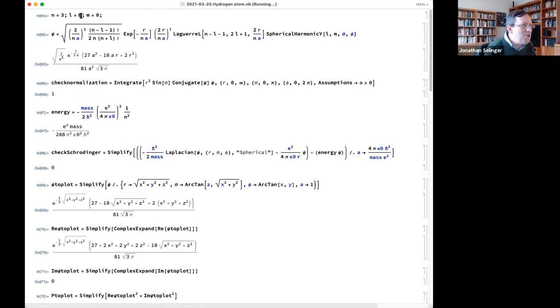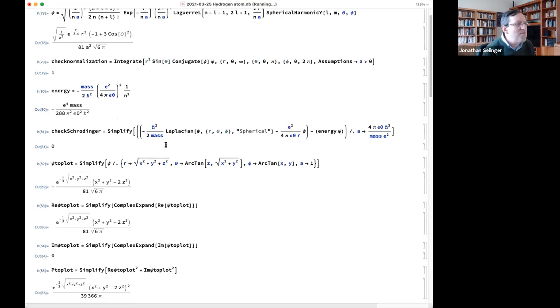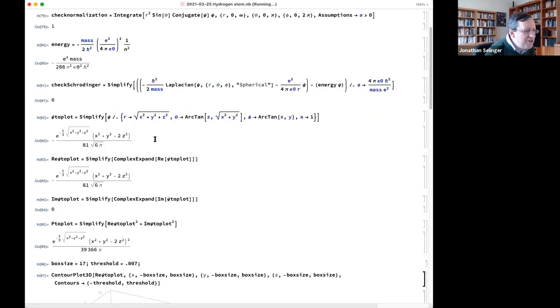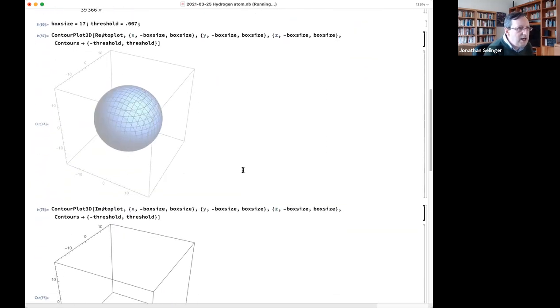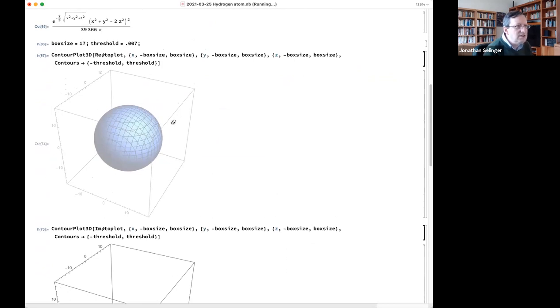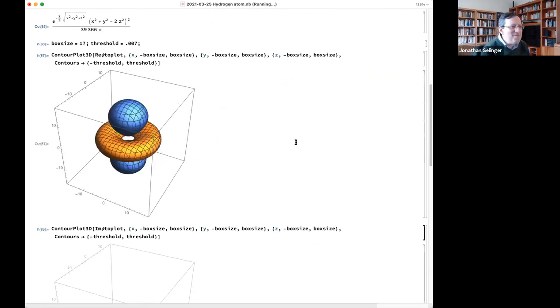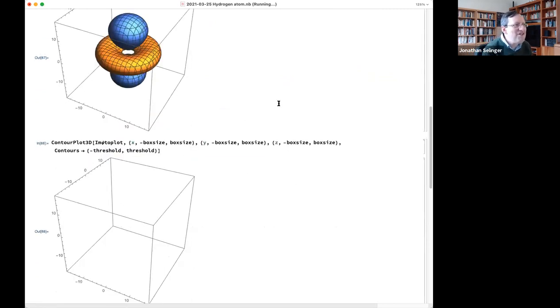Let's make a big jump. How about L equals two? Let's see what that's going to look like now. So if we have L equals two and M equals zero, let's evaluate that. So, still normalized, still satisfies Schrödinger. Okay, let's see what it looks like. Maybe I should have done these things in advance instead of just doing them on the fly.